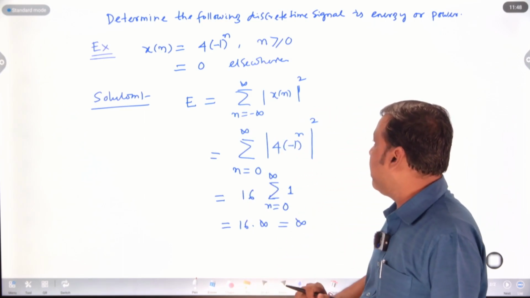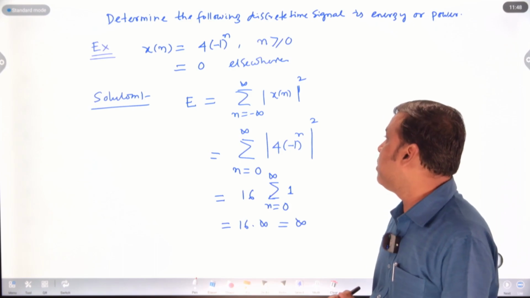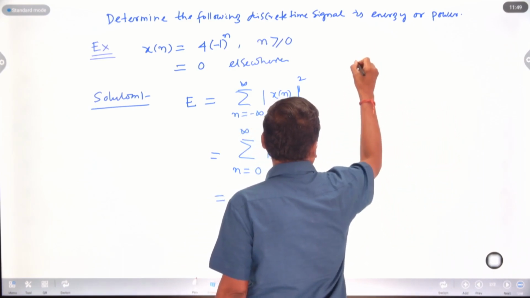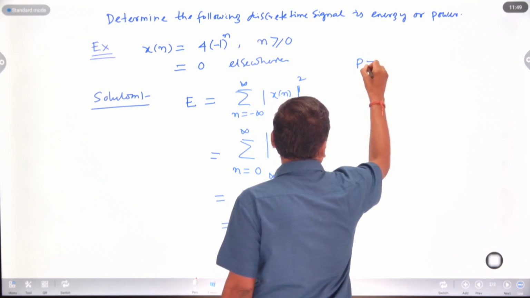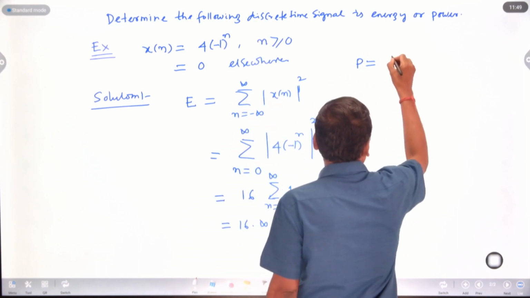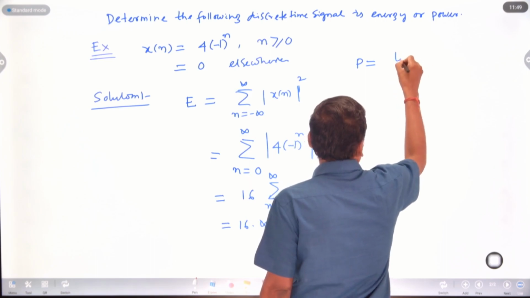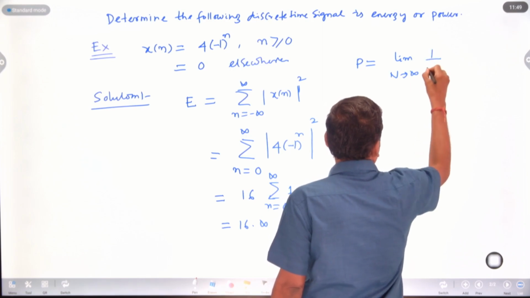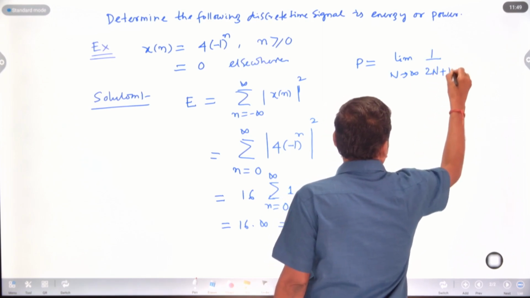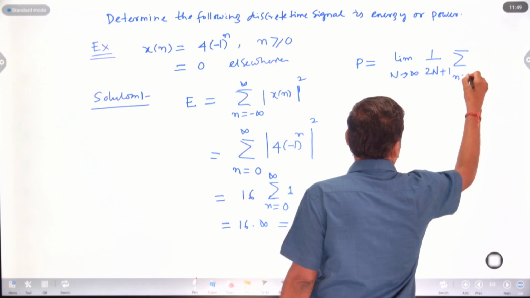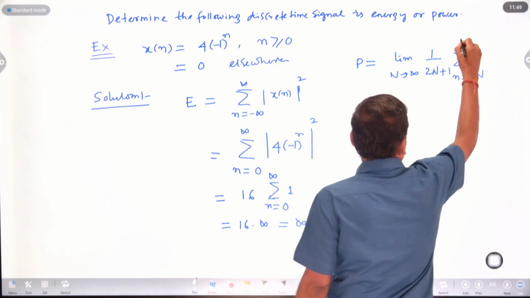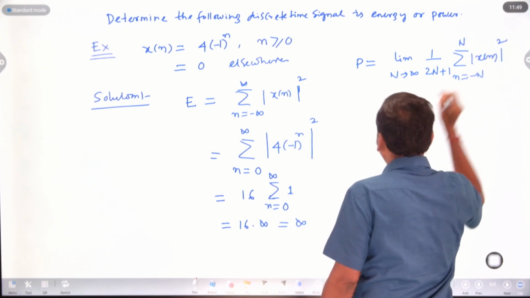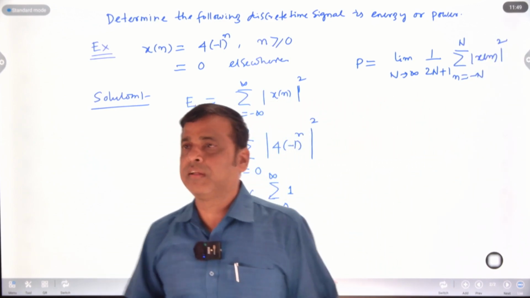If the energy is infinite, then we have to check whether the power is finite or infinite. To find the average power, the power P of a discrete time signal x of n is defined as P equal to the limit as n tends to infinity of 1 by 2n plus 1 times the sum from n equal to minus n to n of x of n squared. This is the formula to find the average power of a discrete signal x of n.